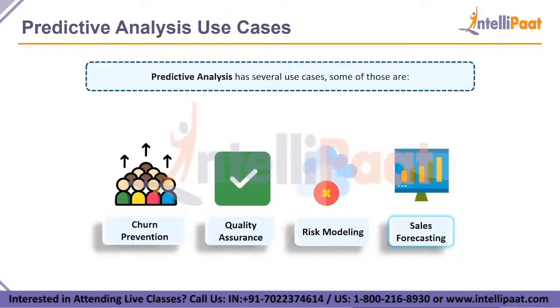Then comes sales forecasting. This one is the easiest to understand. If you have historical data about sales, you could do predictive analysis to make a forecast about how the sales are going to go for the coming week or the coming month, and after predicting the sales, we can very easily make changes in our sales strategy if changes are necessary.